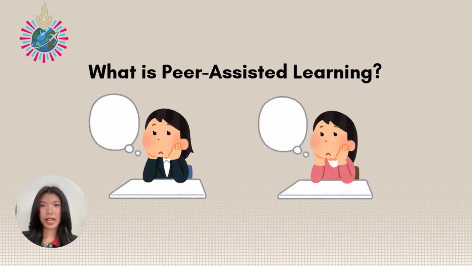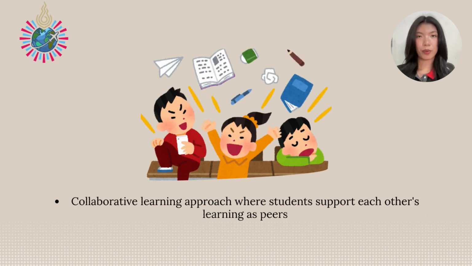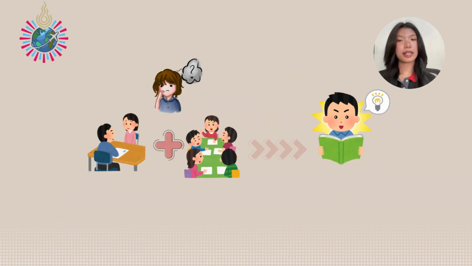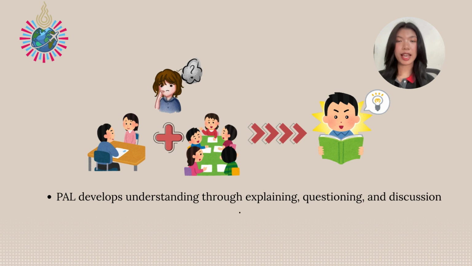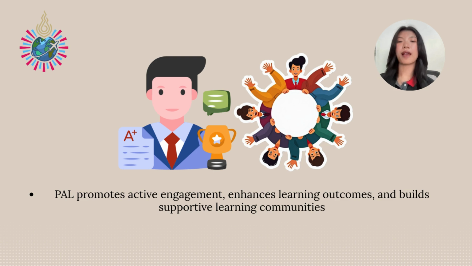So let's begin with a simple question. What is peer assisted learning? It's a collaborative approach where students support each other's learning. It involves explaining, questioning, and discussion which deepen understanding. Peer-assisted learning also promotes active engagement, enhances learning outcomes, and builds supported learning communities.